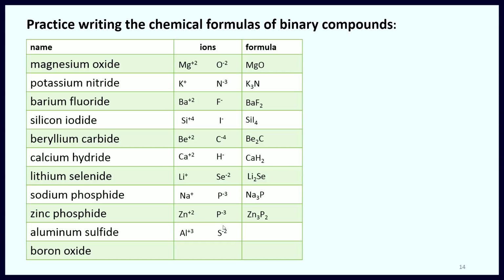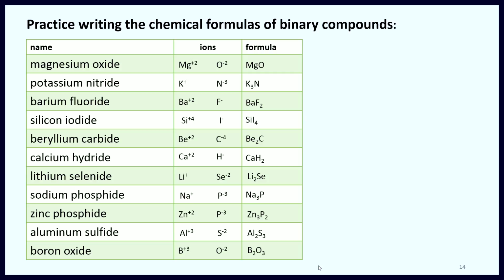Aluminum sulfide, Al +3 because it's in group 3A, S -2 because it's in group 6A, Al2S3, so 2 times +3 is a total positive charge of +6. 3 times -2 is a total negative charge of -6. Positive and negative charges must balance or be equal, and that's the formula, Al2S3, that does it. Boron oxide, it's in group 3A, hence it's +3. Oxygen in group 6A, -2.